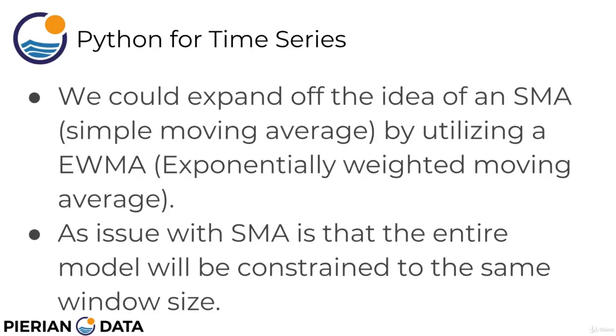So what we can do is expand off the idea of a simple moving average by utilizing what's known as an exponentially weighted moving average, or EWMA. An issue with SMA is that the entire model will be constrained to the same window size. For example, previously we chose a 6-month window size or a 12-month window size. We have to use that window for the entire data set, even if it's much longer than just 12 months or 6 months. We can have a data set of 100 years or 10 years, and we still have to choose a single window size for all that data.